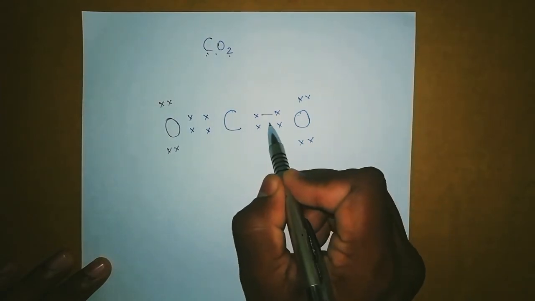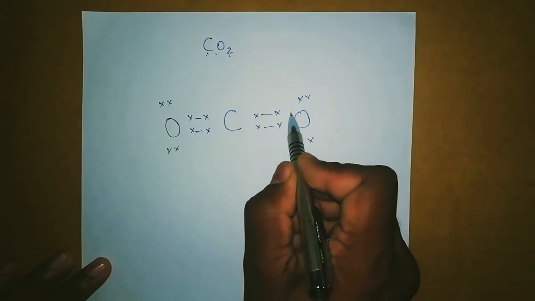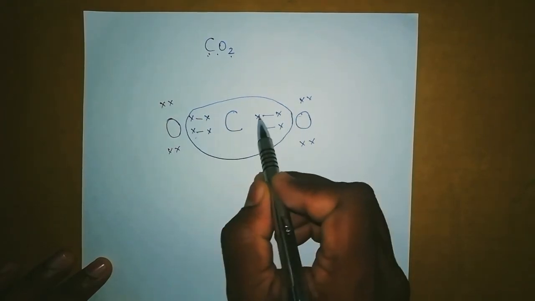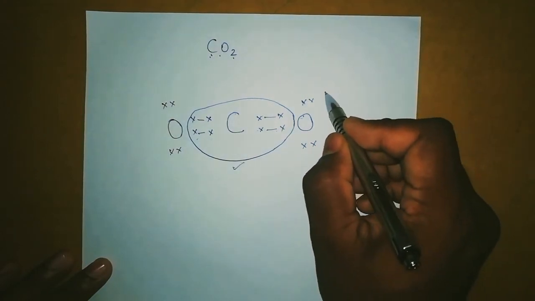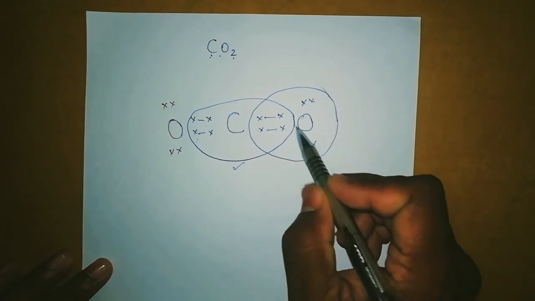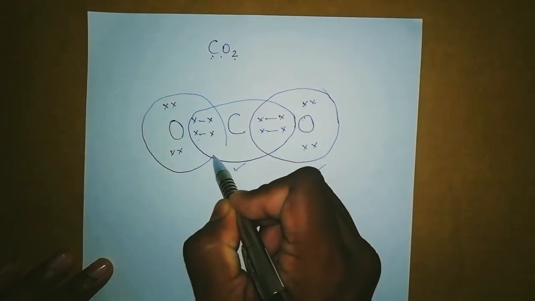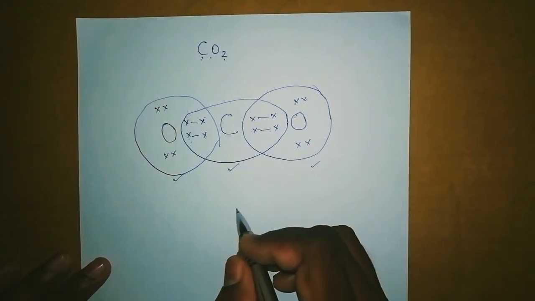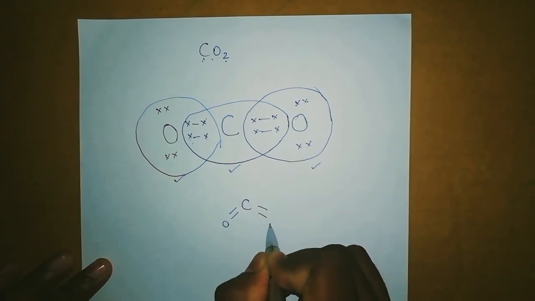Now this carbon combines, and here also they combine. Now count for only the carbon dot structure: 1, 2, 3, 4, 5, 6, 7, 8. Now carbon is satisfied, octet configuration. Now go and check with the oxygen. Count the number of electrons in the oxygen: 1, 2, 3, 4, 5, 6, 7, 8. Now this is also satisfied. Now count for this oxygen also: 1, 2, 3, 4, 5, 6, 7, 8. This is also satisfied. So the structure looks like O=C=O.